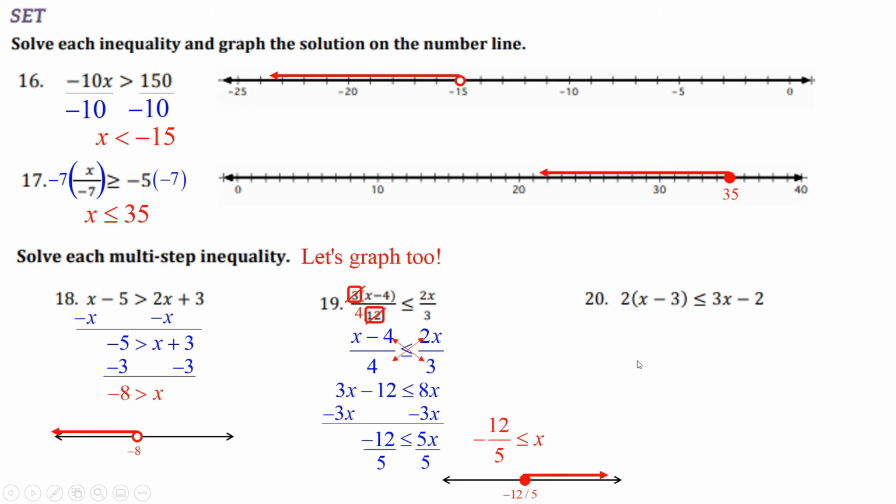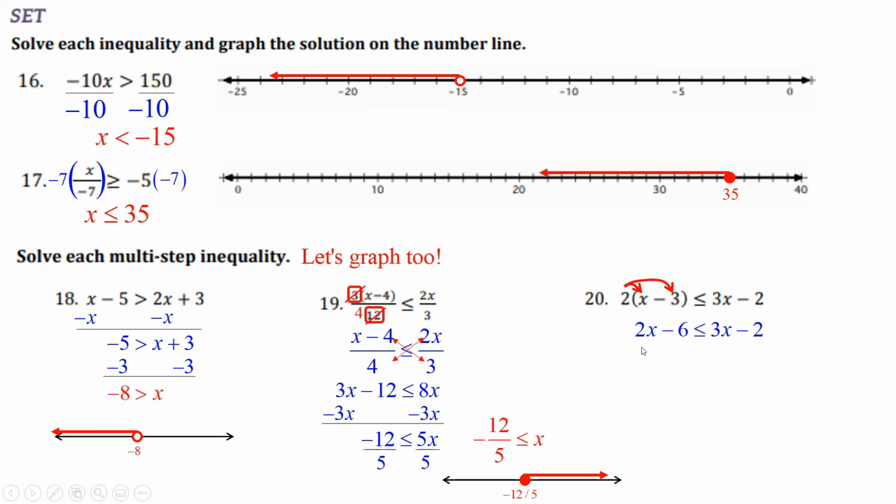All right, number 20. Now this is one of those problems where I think I'm going to simplify the left-hand side first. Yeah, so let's just distribute this 2. Now, I could have divided everything by 2, but then I'd have fractions, and this is probably going to make this easier. So we'll go 2 times the x, 2x, and 2 times the negative 3, negative 6. So 2x minus 6 is less than or equal to 3x minus 2.